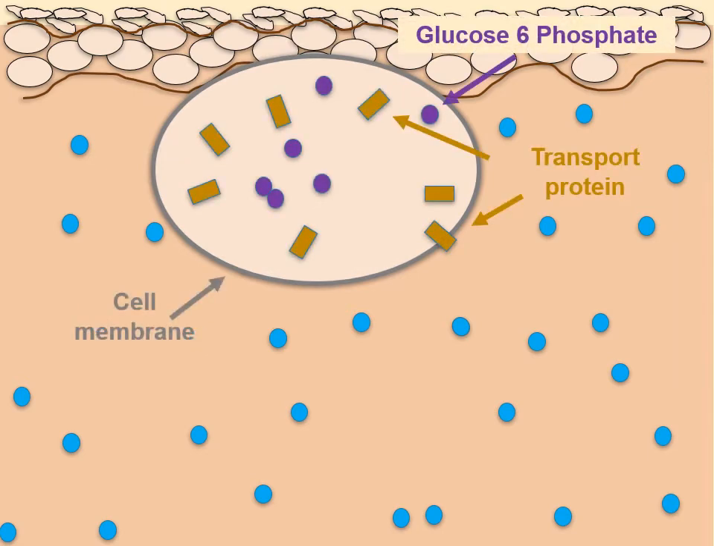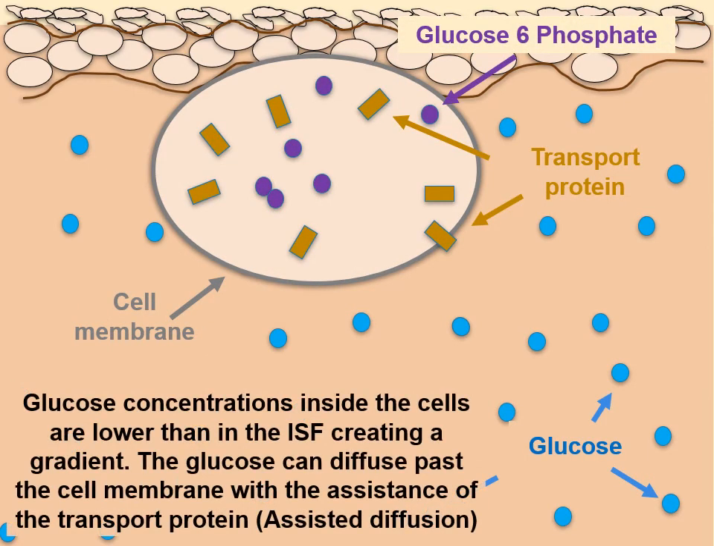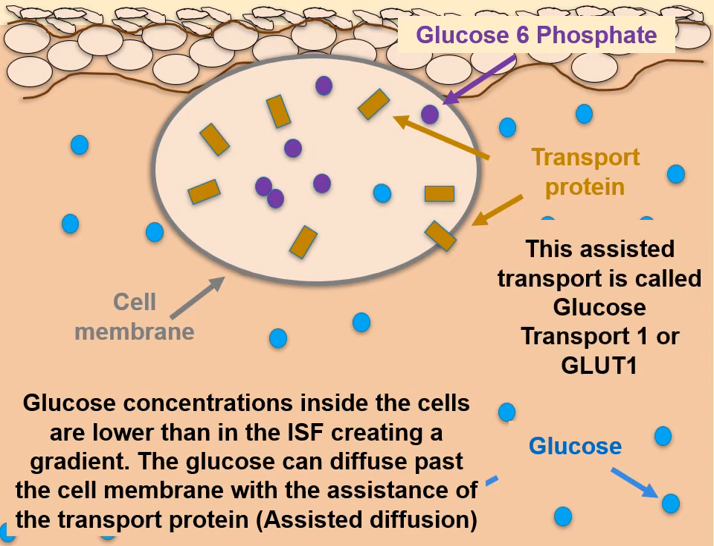And now we have the cell, we have its membrane around it, we have these transport proteins, which we'll see in action in a moment, and inside the cell is glucose 6-phosphate. The glucose outside of the cell in the interstitial fluid sees a low concentration of glucose inside the cell because it doesn't recognize glucose 6-phosphate as glucose. So that glucose outside would want to diffuse into the cell, but it can't get past the cell membrane. It has to go through the transport proteins.